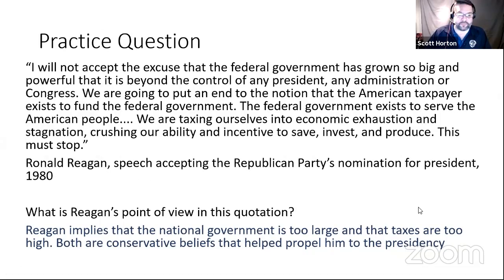Reagan implies that the national government is too large and that taxes are too high. Both are conservative beliefs that helped propel him into the presidency. A couple days ago, when I talked about some of the transitions, we talked about Barry Goldwater, often considered to be the founding father of the modern conservative movement. One of the things Barry Goldwater advocated was less of a role for the national government in the economy, and in our lives generally speaking. So this quotation is very similar to that. We're going to look at some of those ideas about conservatism and see how they play out in the 1980s.